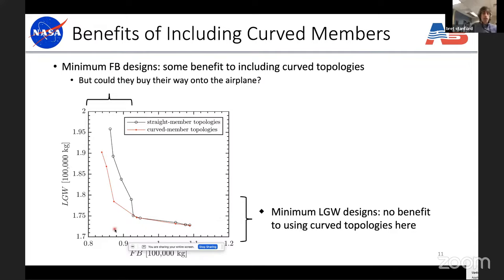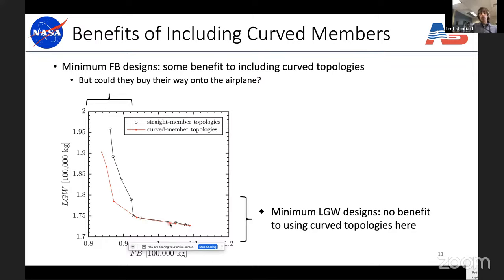This is the same Pareto front between landing weight and fuel burn. I've got two curves here. The black curve is where I'm restricting myself to straight member topologies, and this is the same Pareto front that I've repeated from a couple slides back. The red curve is where we augment that topological design space to include curved member topologies. Both of these Pareto fronts include all three design variable sets, shape, sizing, and topology, whereas the black one has only straight members, and the red one allows them to be curved as well if the optimizer wants to do that. You can see for the minimum landing weight designs, these two topologies are right on top of each other.